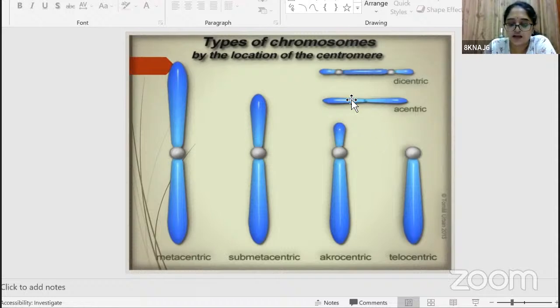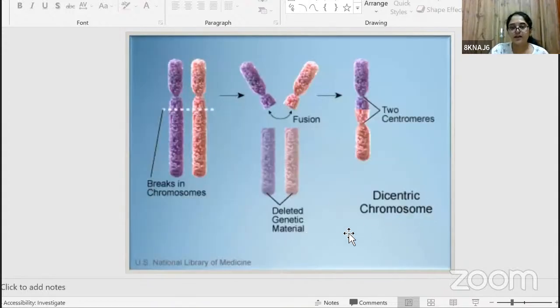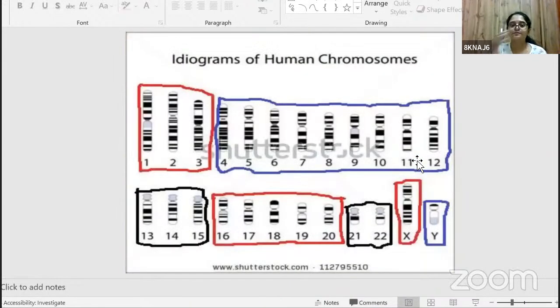And then acrocentric chromosomes sometimes have stalk-like appendages, which are known as satellites. These are present in the resting phase, interphase cells. They have multiple repeat copies of the genes for ribosomal RNA, that is rRNA. Then there are dicentric chromosomes. There are breaks in the chromosomes, then fusion, because of which it results in two centromeres and the formation of a dicentric chromosome.